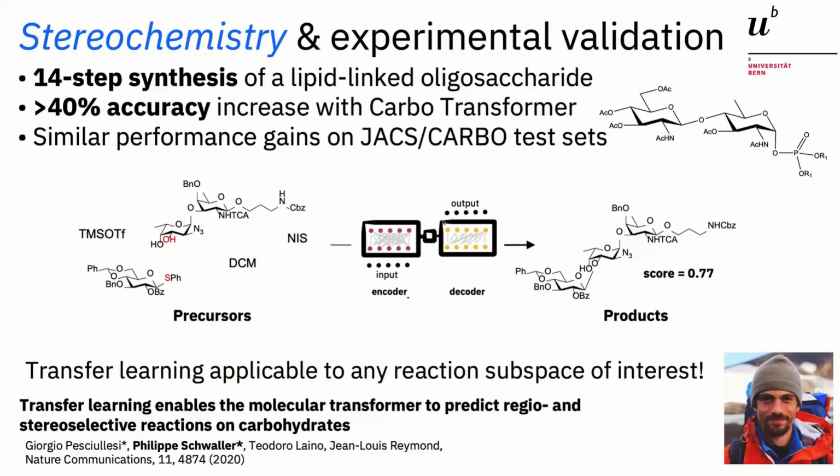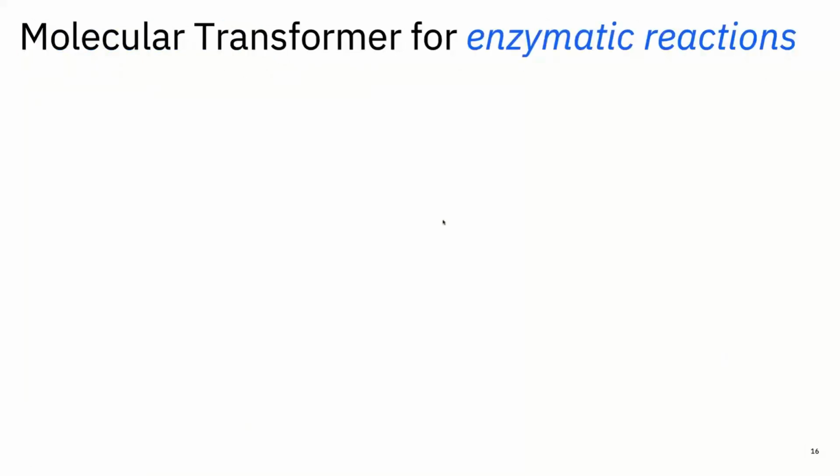What is nice is that this transfer learning allows us to specialize our models on a small subspace of chemical reaction space using only small, specific data sets, and it can be applied to nearly any reaction subspace of interest. A recent interest that we've observed is enzymatic reactions, specifically for sustainable chemistry.